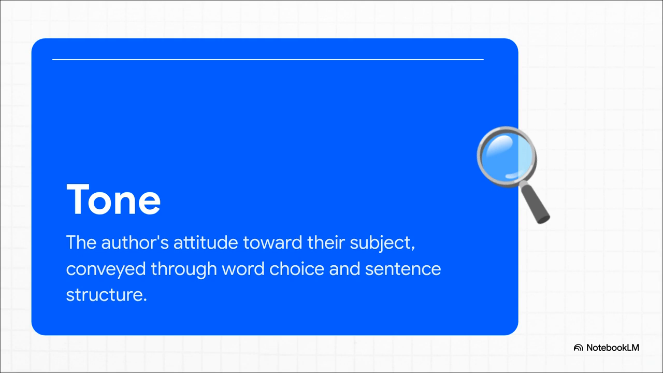Then, of course, there's tone. This is the author's attitude, the feeling they have about their subject. You can actually hear it in their word choices. Is their tone optimistic? Are they using words like revolutionized? Or is it more cautionary, maybe even clinical, with phrases like dopamine hits? The tone is kind of like the emotional soundtrack of the writing.